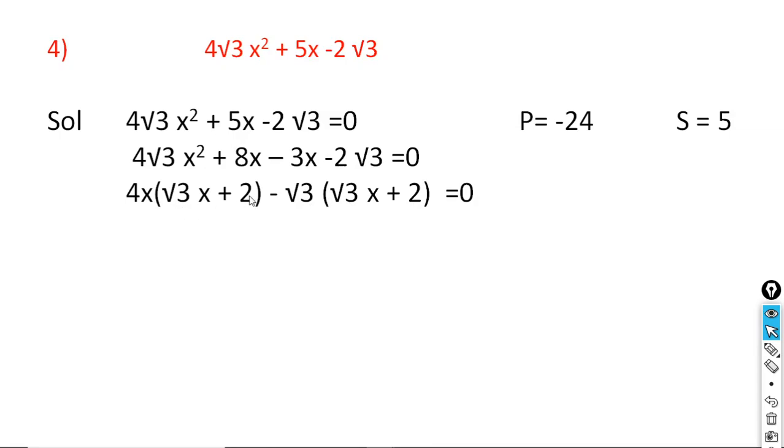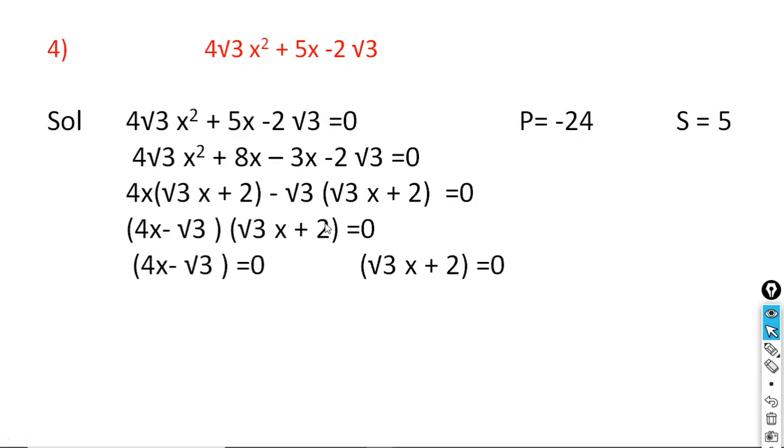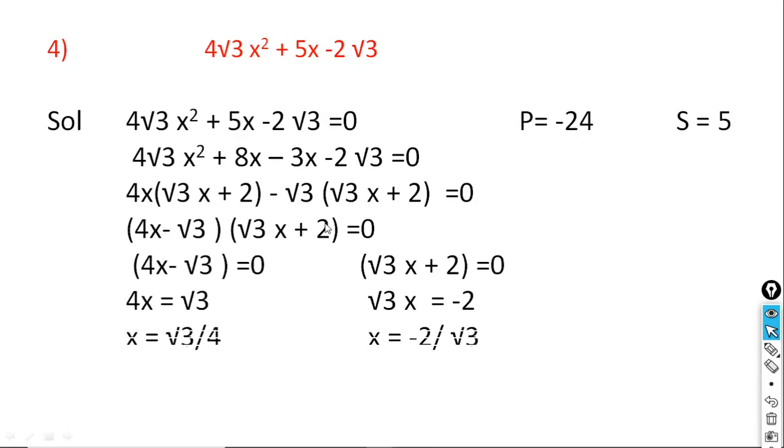2 is without a root term here, so we want to remove the root term here. So 2 is without root term, it means root 3 has to be common. And we get x is root 3 by 4 and minus 2 by root 3.